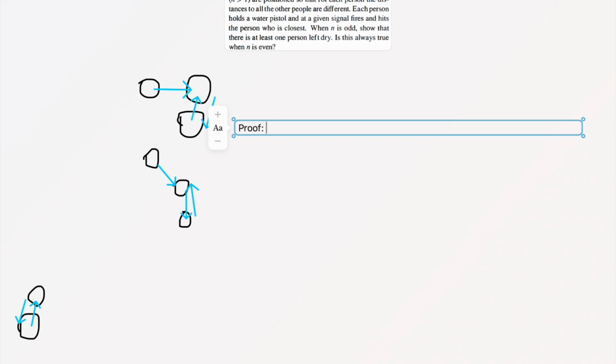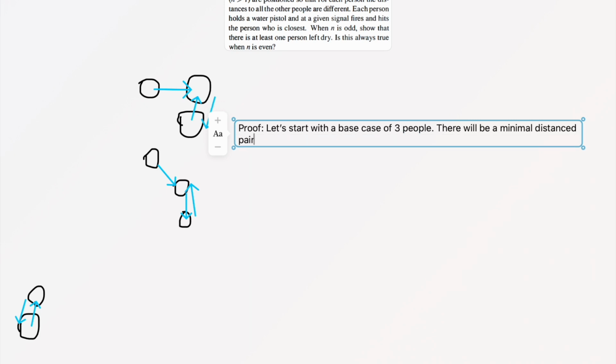So let's do a proof. So first, because of induction, we're going to start with a base case. It'll be 3 people, since n is always larger than 1. So again, there will be a minimal distance pair, I guess you could say. And this pair will shoot at each other.